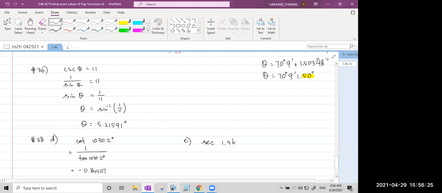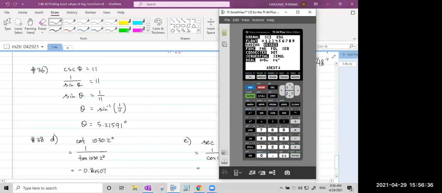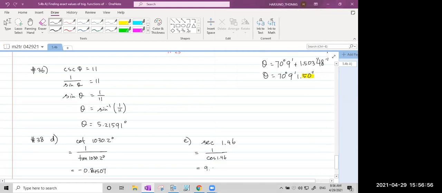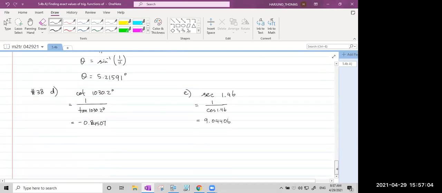Now, how about secant 1.46? That is 1 over cosine 1.46, but this is in radian. So change the mode to radian. Okay, 1 over cosine 1.46 is 9.04406.